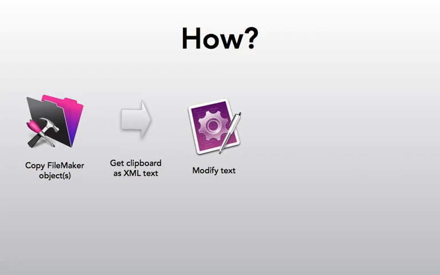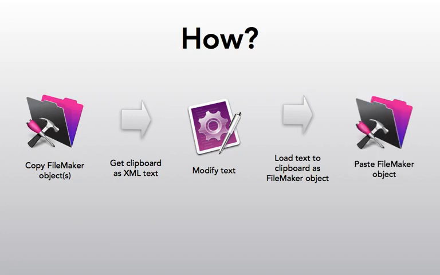You may also want to start at this point and actually just generate that XML, which I'll show you how to do later. Then once you have it modified, you load the text back onto the clipboard as a FileMaker object. There's a bit of conversion that happens there, so you're not actually just copying text to the clipboard. And then you're ready to paste. Just go back to FileMaker and find the spot where you'd like to paste in your newly modified objects.